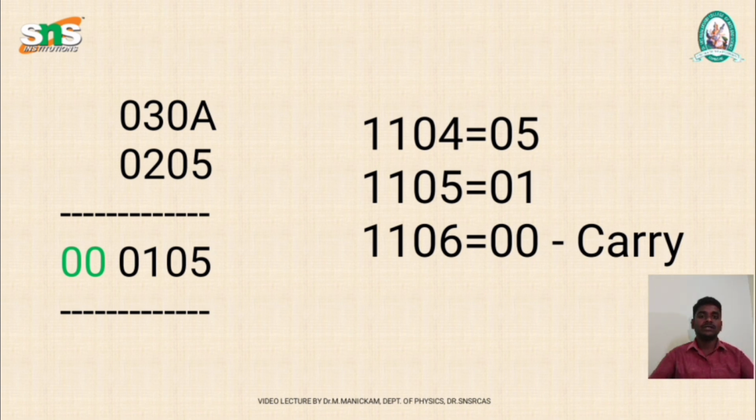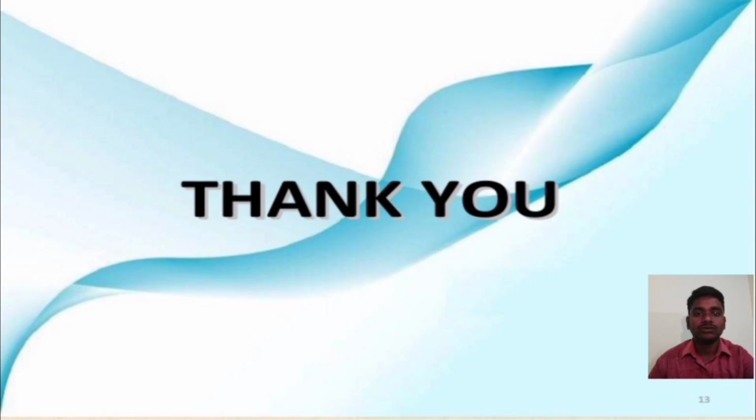The subtracted value will be stored at the particular address: 1104 holds 05, and 1105 holds 01. Here there is no carry, so 1106 will store 00. Thank you. This is the 16-bit subtraction program in the 8086 microprocessor. So this is the end of the program.